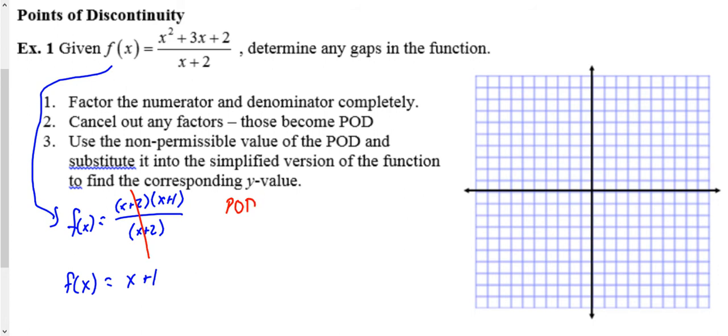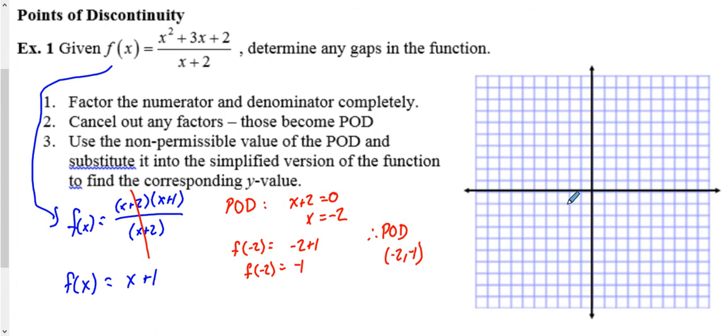POD is going to be an ordered pair, by the way. So I canceled out the factor x plus 2. I'm going to set that equal to 0 and solve for x, so x equals negative 2. If I know x equals negative 2, I'm going to find my y value with it. I'm going to plug it into f of x, so f of negative 2 equals negative 2 plus 1. So f at negative 2 is going to equal negative 1. Therefore, I'm going to have a POD at the coordinate negative 2, negative 1.